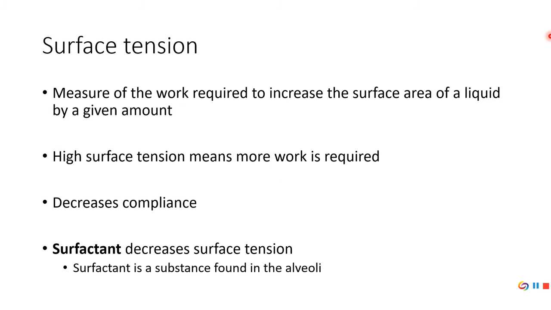Next, we've got surface tension. So surface tension is a measure of how difficult it is to increase the surface area of a liquid. All right. If you have high surface tension, then that means it requires a lot of work. Surface tension counteracts compliance. Okay. Surfactant decreases surface tension.